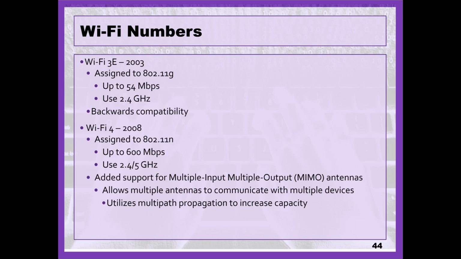This Wi-Fi version also introduced support for multiple input, multiple output antennas, which allow multiple antennas to be used in communication with mobile devices and multiple devices. Put simply, it allows for multiple paths to increase the network capacity. More information on the MIMO antennas can be found in the resources provided to the instructor.